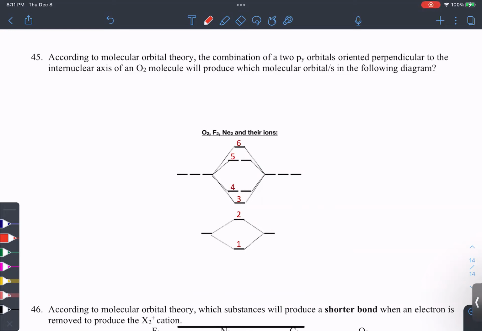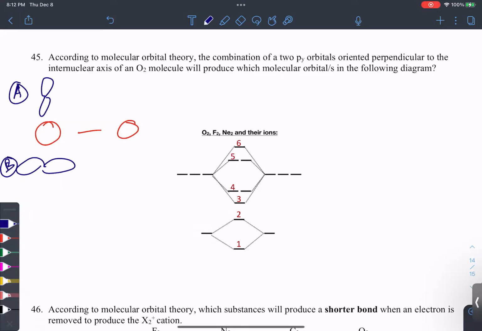All right. Okay, 45. According to MO theory, the combination of 2 py orbitals oriented perpendicular to the internuclear axis of O2 will produce which molecular orbital or orbitals? So we have oxygen bonding with oxygen. So where are the p orbitals? Are they oriented this way? Okay, that's not straight. This way? Or are they oriented that way? A or B? A, yes.